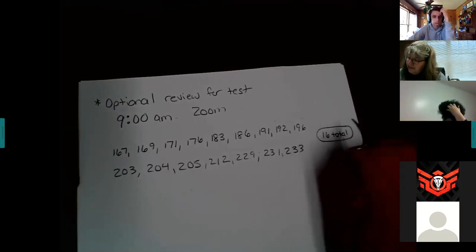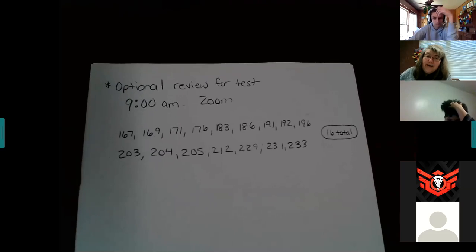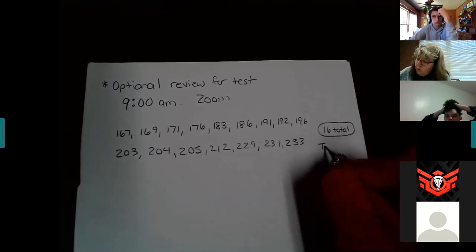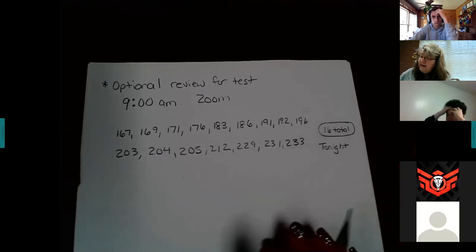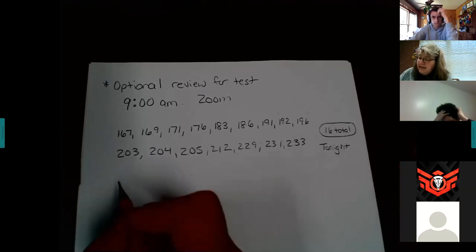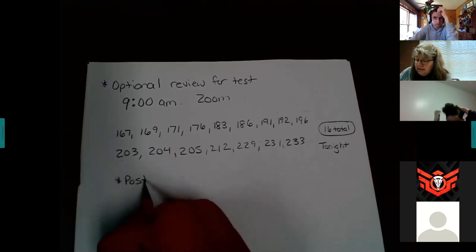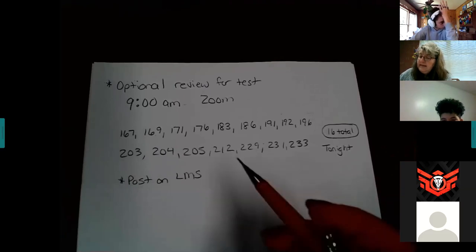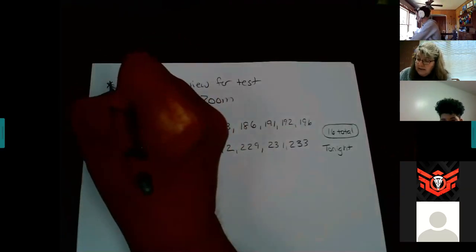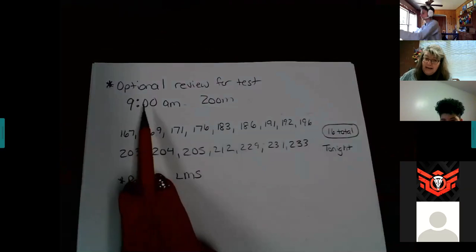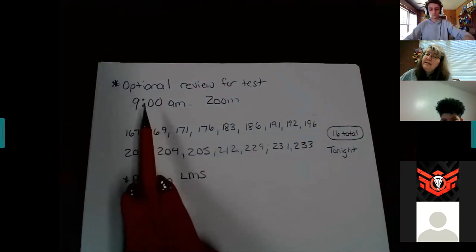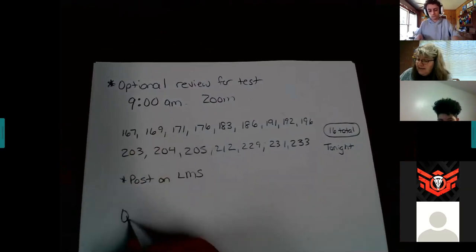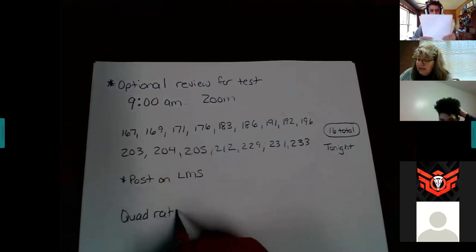The ones we're skipping, you'll have to do before the final exam, but these are the ones for tonight. So you will post on LMS that you did however many of them you did. And then log on tomorrow before 9 a.m. I'll have a link if you need the optional Zoom. If you don't need it, you don't have to, but tomorrow you have a test on quadratics. Any questions?